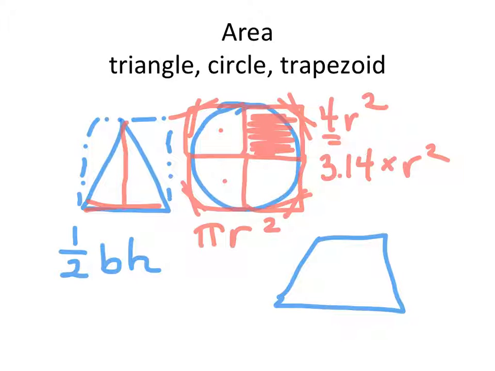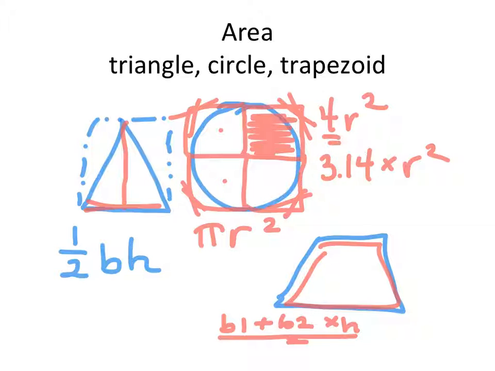So what pi does for us is chop off those corners. The formula for finding the area of a trapezoid is base 1 plus base 2 times the height divided by 2. Now, why does that work? If we take another trapezoid just like this one, but we tip it upside down and we attach it over here, we now have a bigger parallelogram.